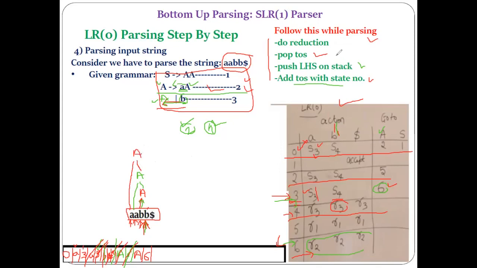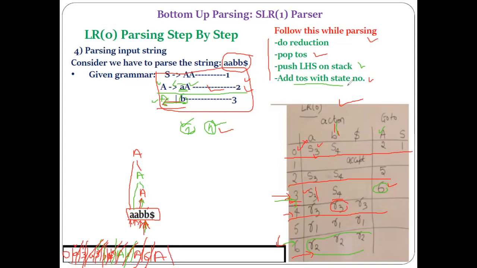Then pop the top of the stack. Now you are reducing the 2 symbols of the RHS to the LHS. So how many entries do you have to pop out of the stack? 4 entries. This one and this one, as well as this one and this one. Then push the left hand side on the stack. Now the left hand side is A.